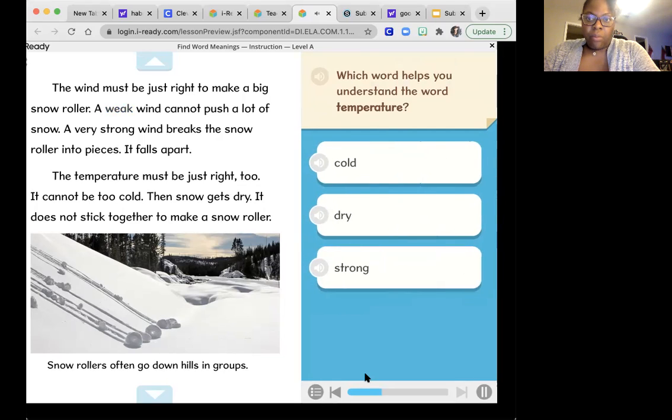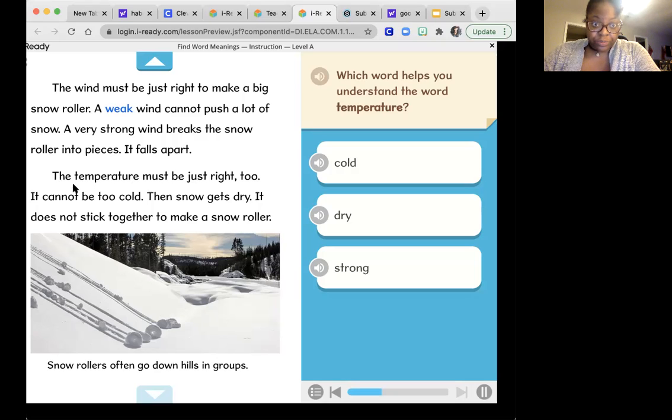Which word helps you understand the word temperature? So now, let's go to our reading. Remember, we want to look at words around, before, and after the word to help us understand what the word means.